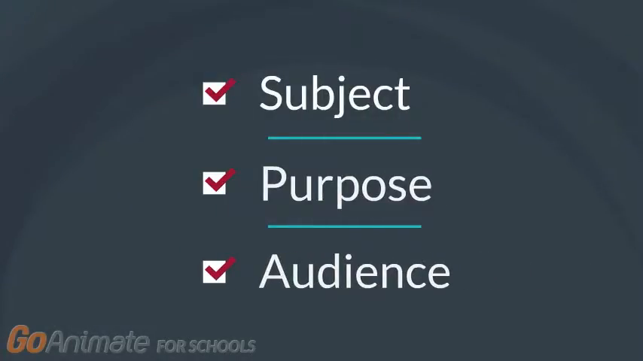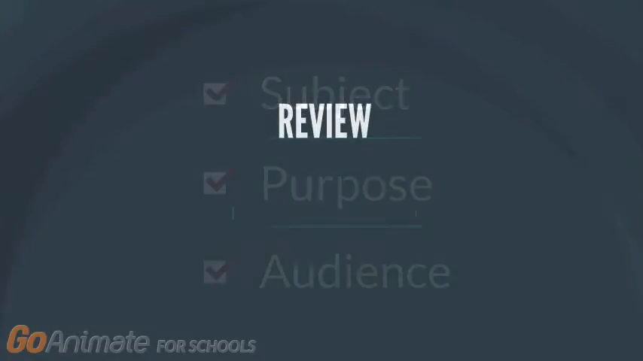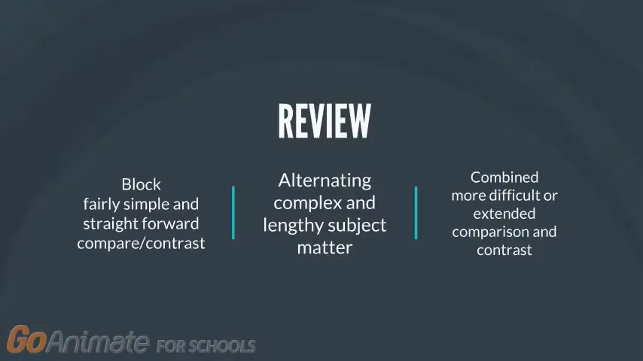Either of the two basic patterns or the combined pattern should be chosen based on the determination of which is most suitable for the subject, the purpose, and the audience. The block method, remember, is generally most suitable for a fairly simple and straightforward comparison and contrast, while the alternating pattern works better for complex and lengthy subject matter. The combined method, too, is generally used for a more difficult or extended comparison and contrast than the block pattern, one in which it will be useful to be able to refer the reader point by point back to the full description in the first section.